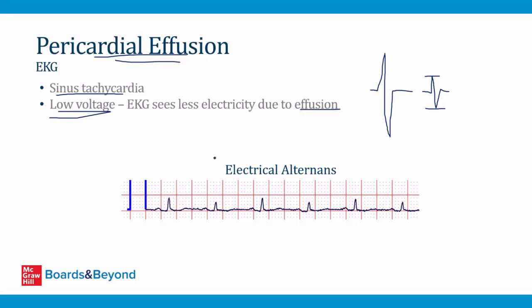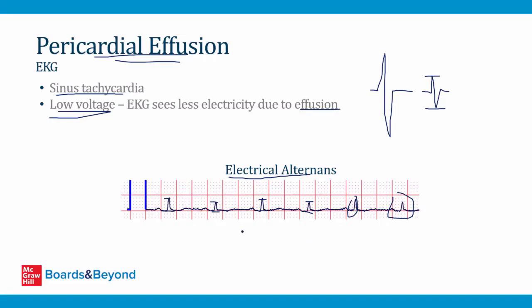And then finally, another finding you can potentially see is called electrical alternans. That's what's shown on this EKG on the screen. So look at this QRS complex and notice its size. It's about one big box in height. Notice this next one is only about half the size of the first one. And then this one is big again, and then this one is small again. And then we have big, and then we have small. This is called electrical alternans. It's when the QRS complexes are changing beat to beat in size.